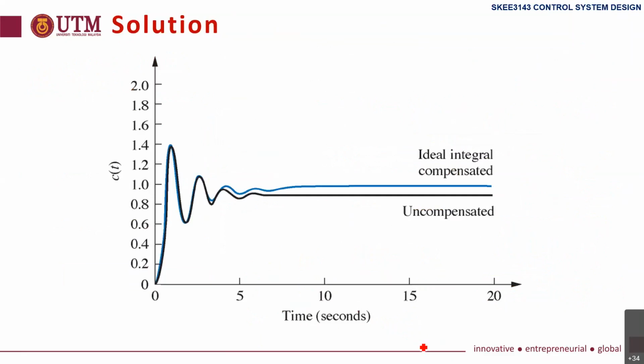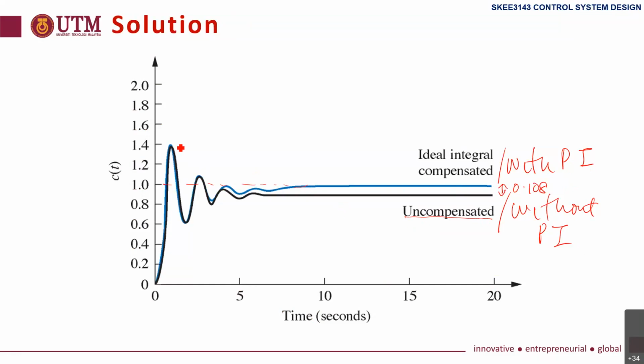This is shown here. The graph, the black one is the one without controller, without PI, and this one with PI controller. You can see that the error is 0. The input is 1, output is 1. It was previously 0.108 error, now becomes 0.